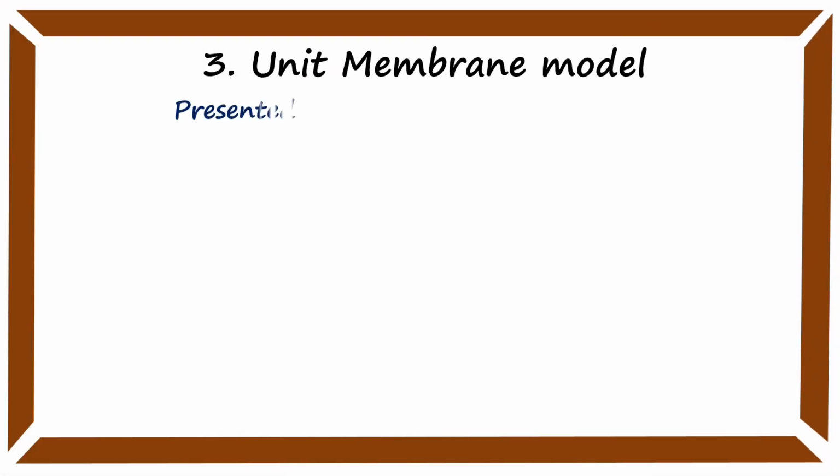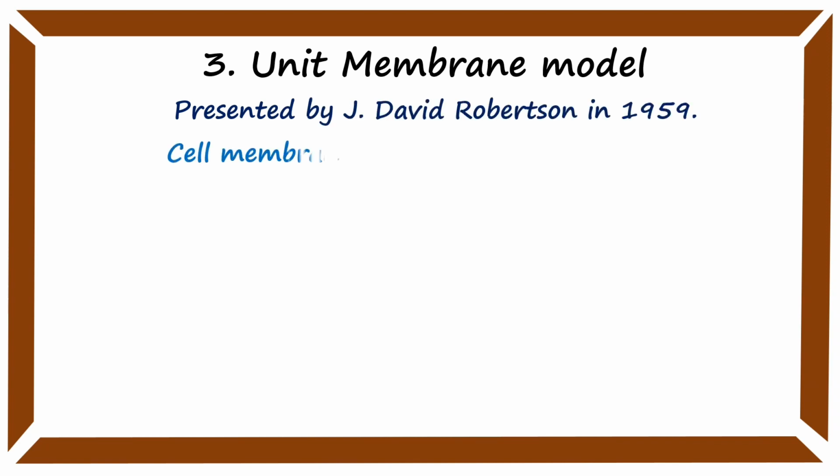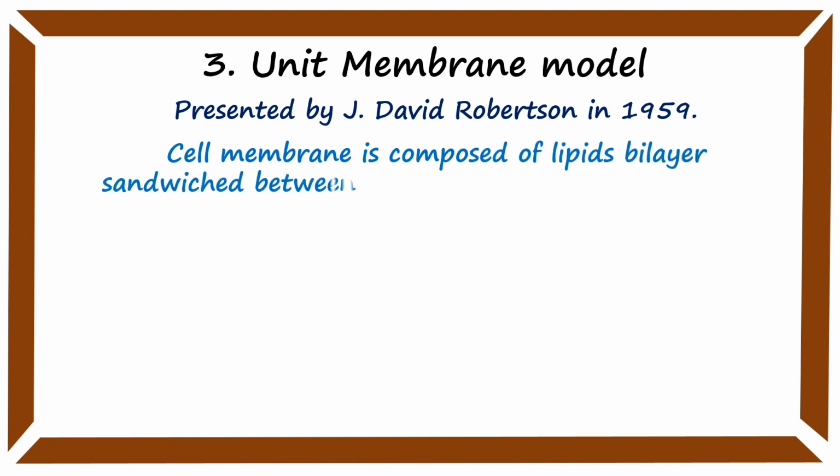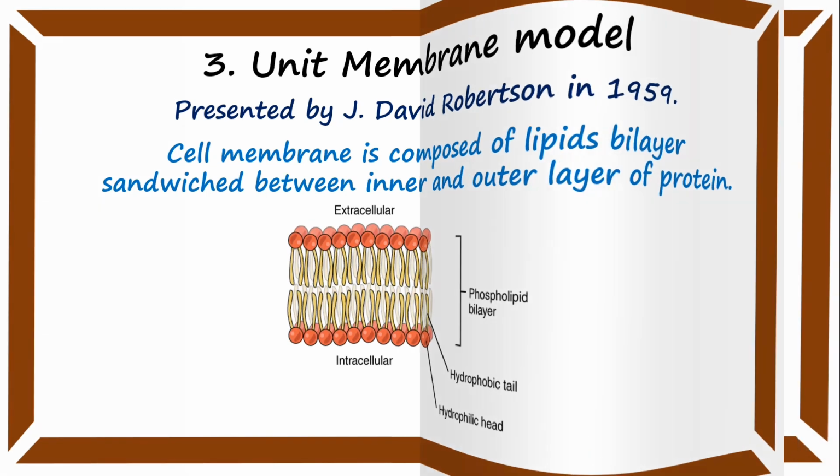Number 3. Unit membrane model. This model was presented by J. David Robertson in 1959. According to it, the cell membrane is composed of a lipid bilayer sandwiched between an inner and outer layer of protein.